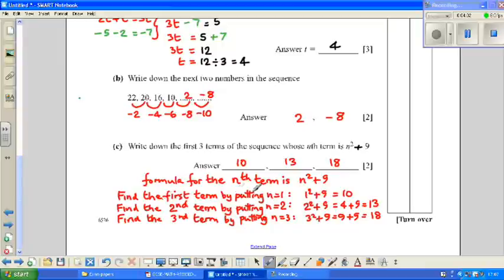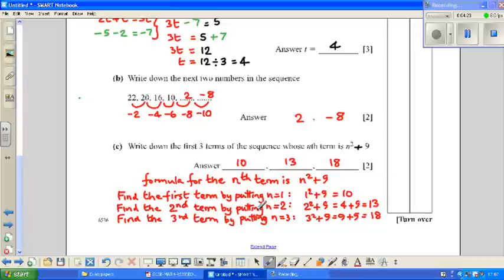The first term is always found by putting n is equal to 1 because it's the first term. So n is equal to 1. So in the formula we're going to substitute the number 1 for the n each time. So in this case it's going to be 1 squared plus 9, and that is 10.